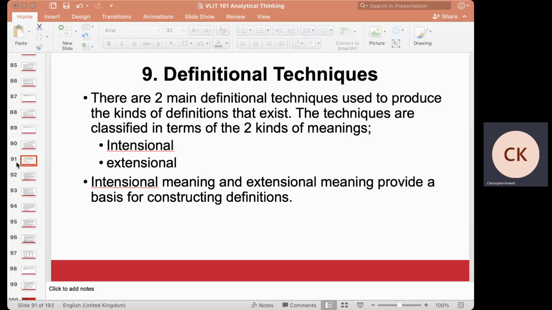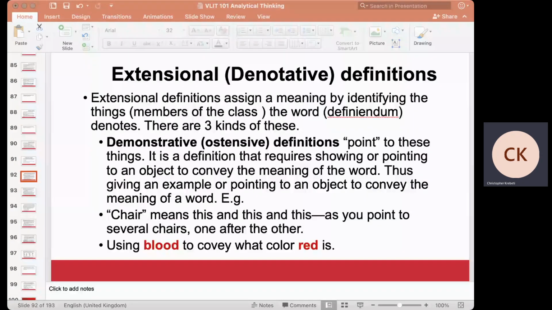Extensional definitions assign a meaning by identifying the things of the class the word, which is the definiendum, denotes. And there are three kinds of extensional meanings. We have the demonstrative or ostensive definitions.